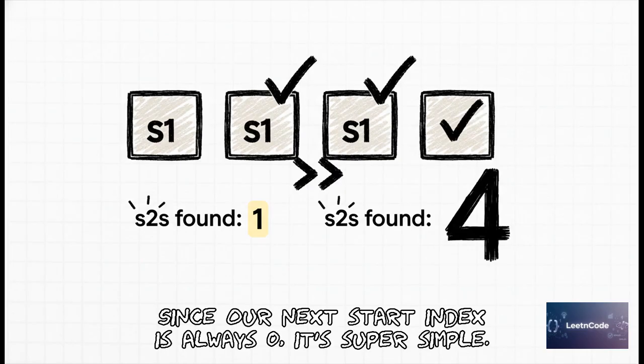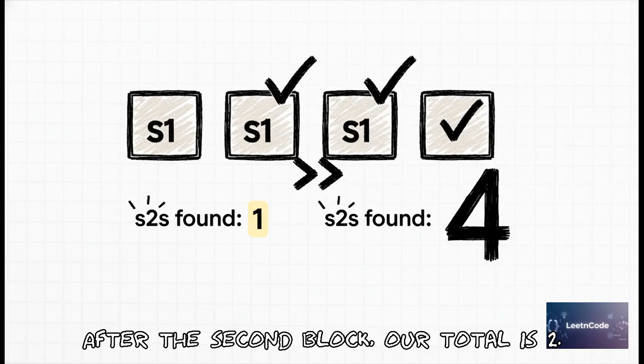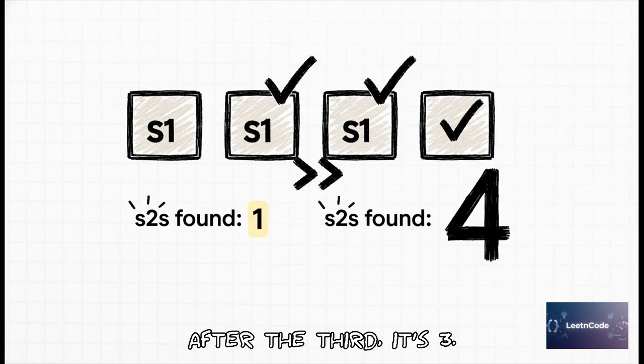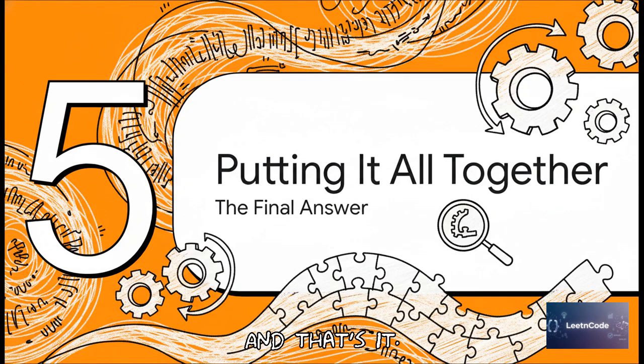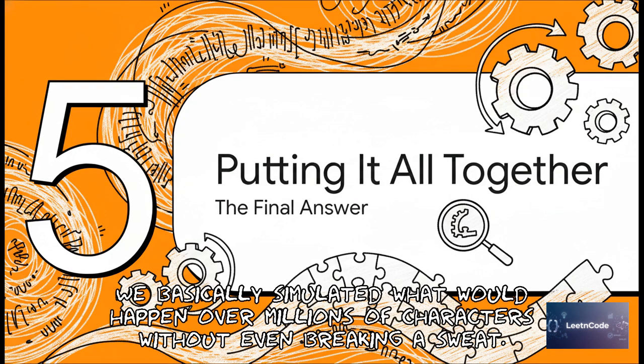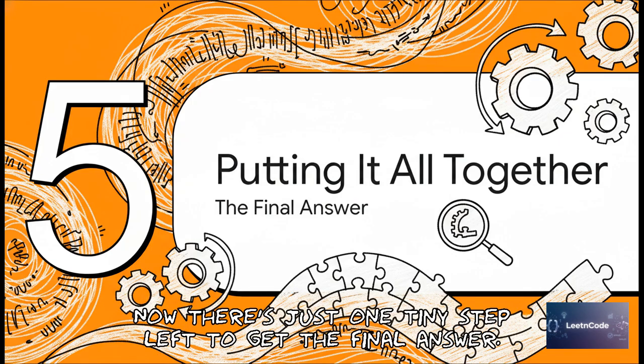Since our next start index is always 0, it's super simple. After the second block, our total is 2. After the third, it's 3. And after we process all 4 blocks of S1, we found a grand total of 4 S2s. And that's it. We just did all the hard work. We basically simulated what would happen over millions of characters without even breaking a sweat. Now there's just one tiny step left to get the final answer.